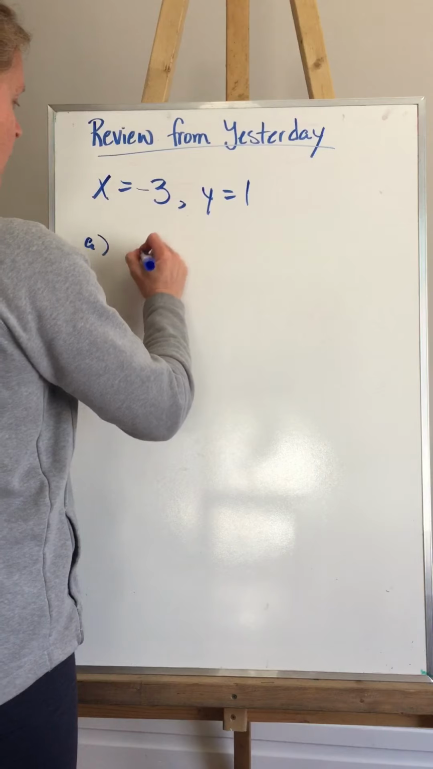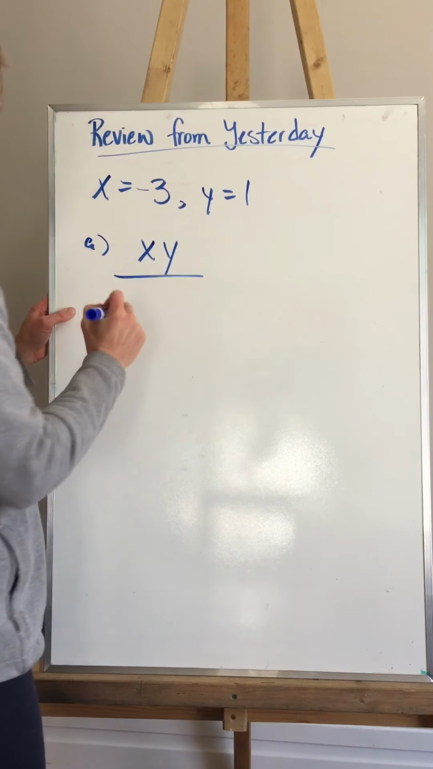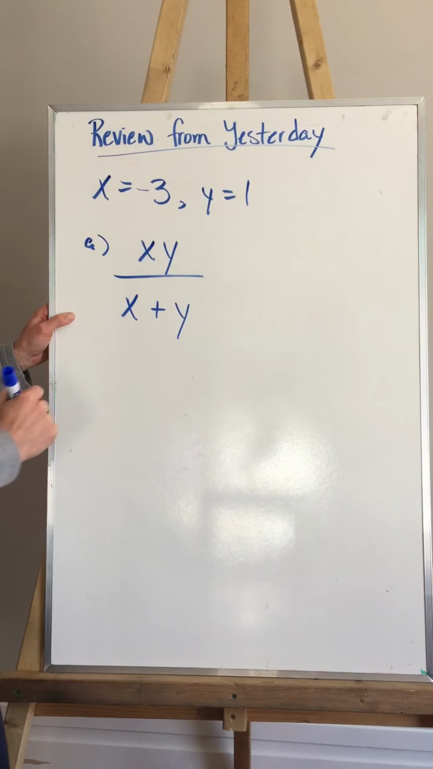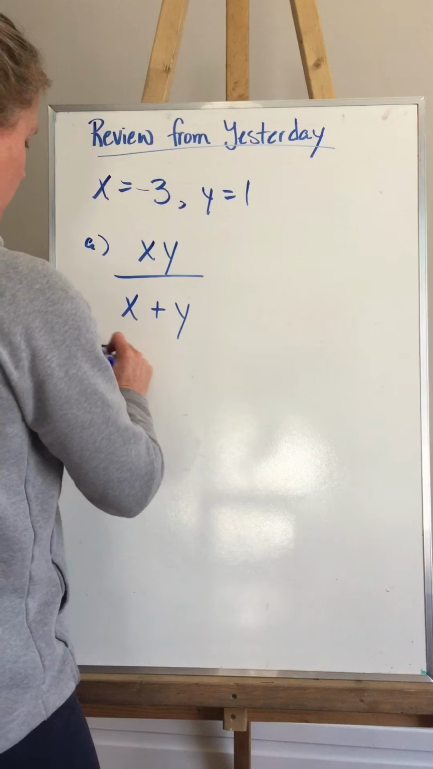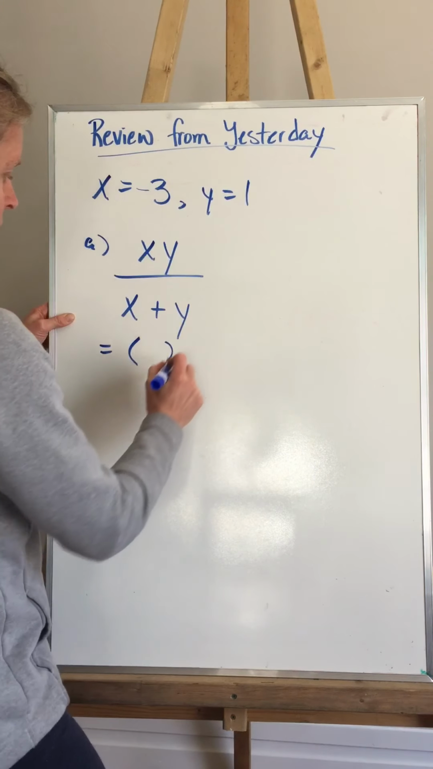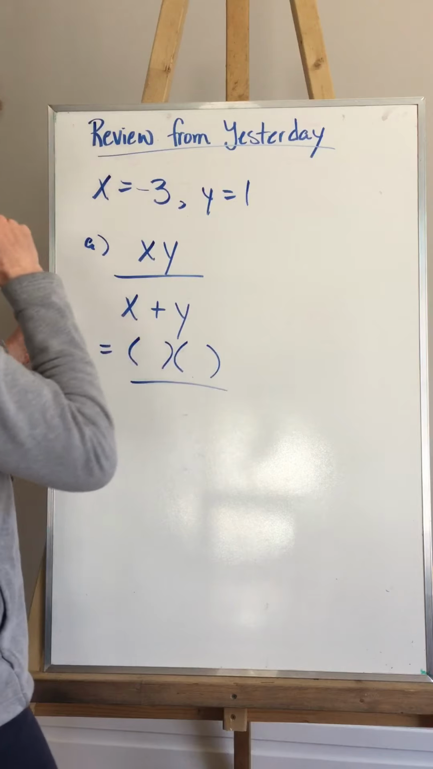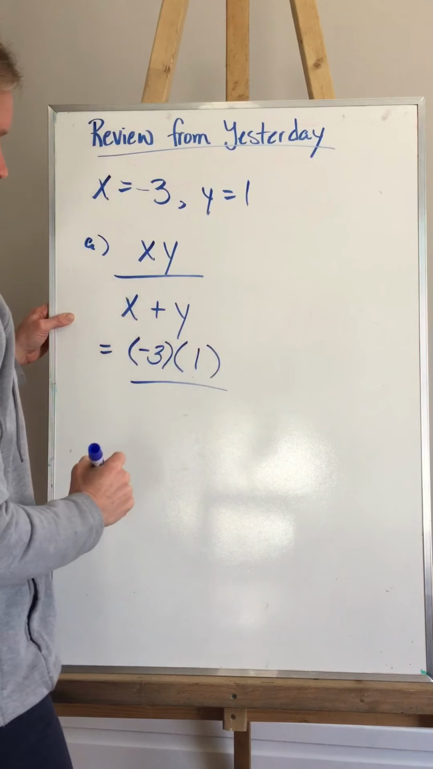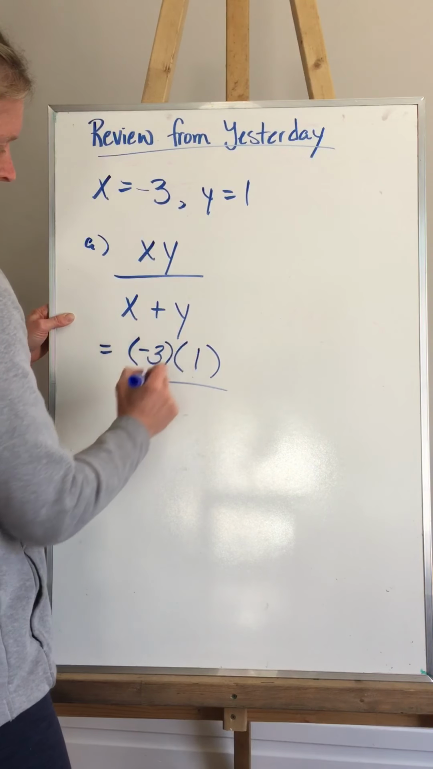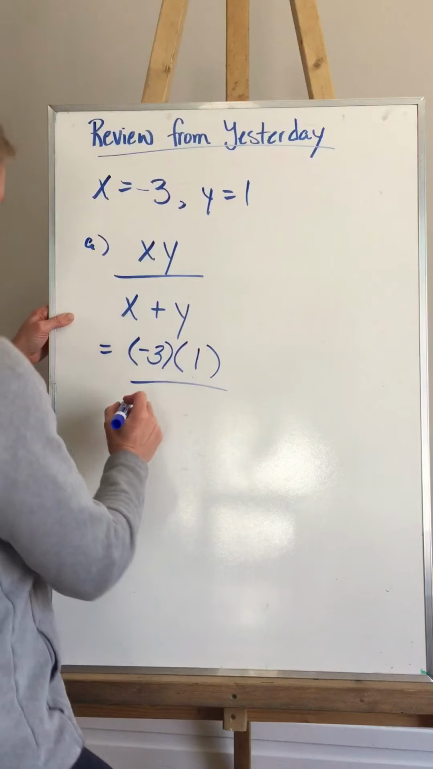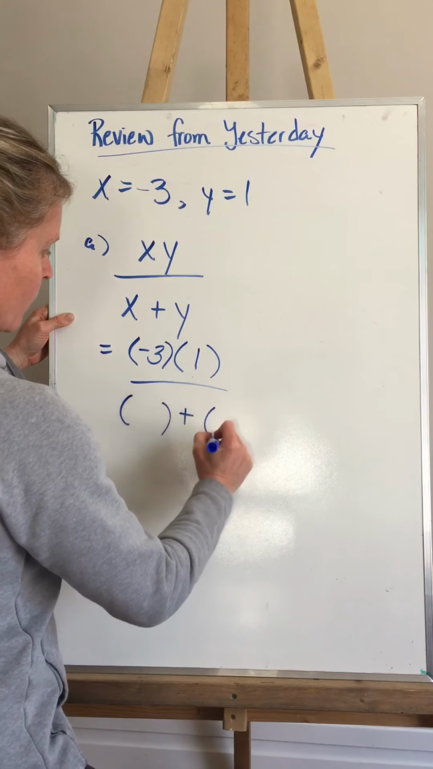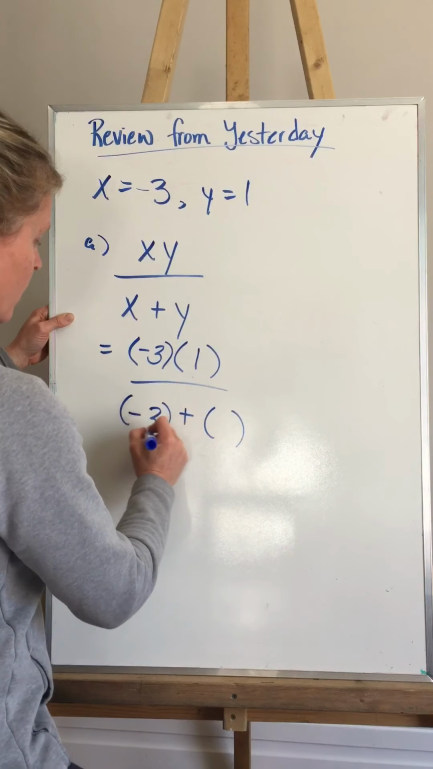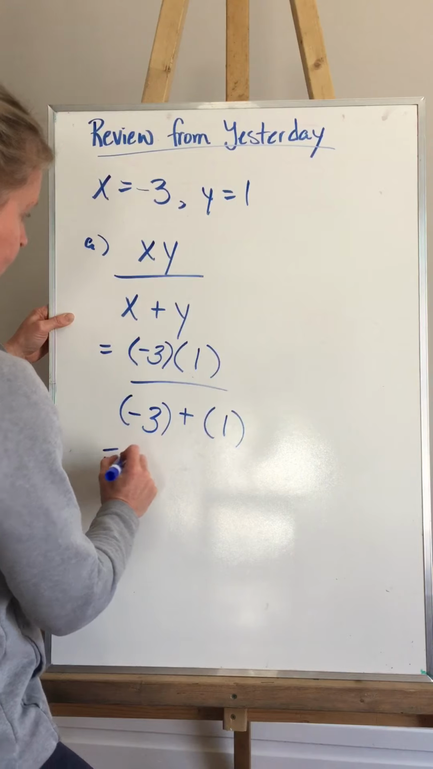So let's say I have x times y on the top divided by x plus y on the bottom. Okay, so we're going to start by substituting in. So on the top, I've got brackets for the x, brackets for the y. So what goes in on the top, x is -3, okay, and y is 1. So that's the top. So the top I have -3 times 1. On the bottom, I have brackets plus brackets, so x plus y. So I've got -3 for x and 1 for y.